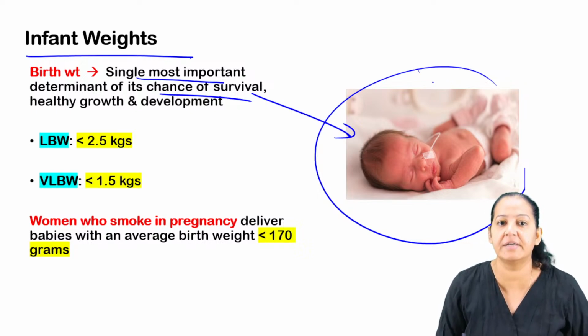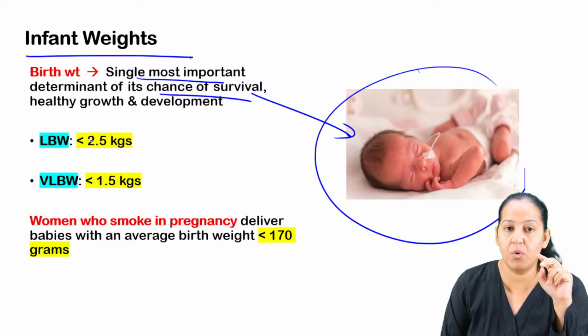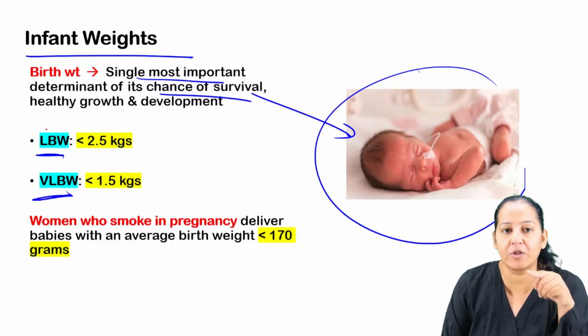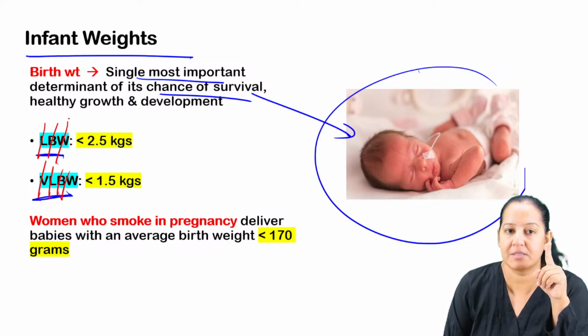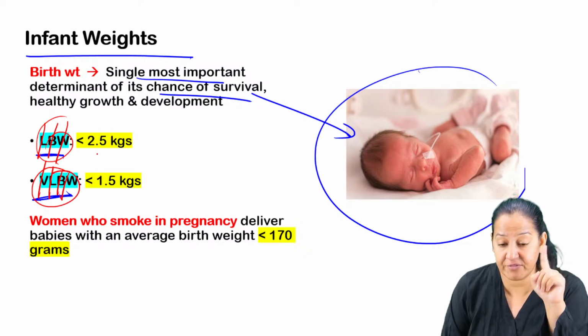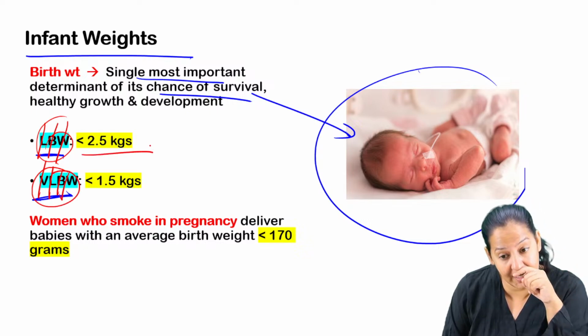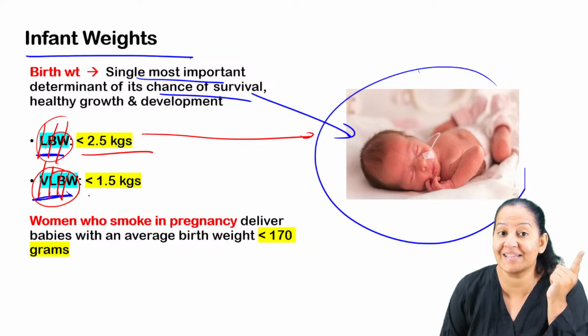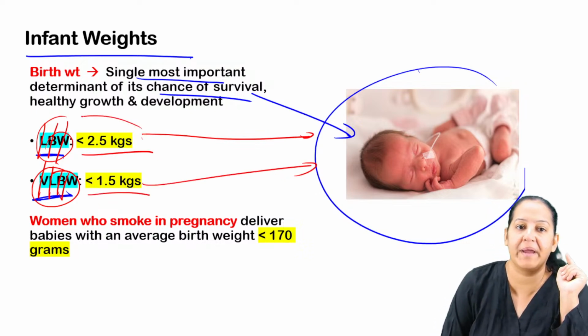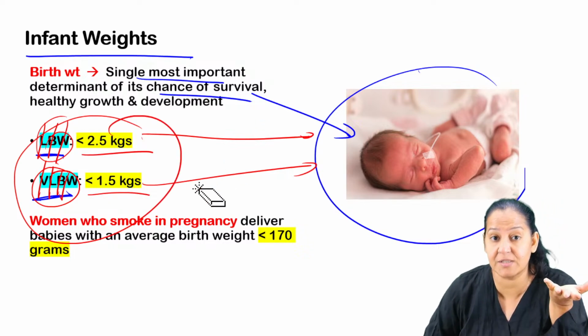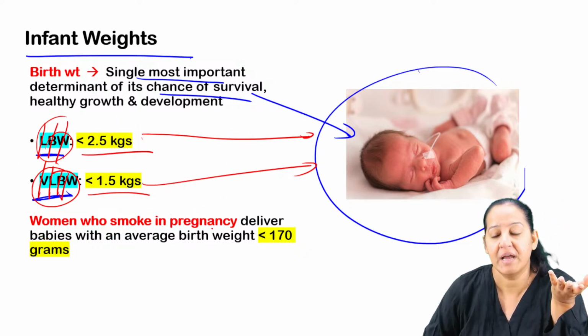Say yes, got it. So, what is LBW? What is VLBW? LBW is low birth weight. VLBW is very low birth weight. If the birth weight is less than 2.5 kg, it's low birth weight. If the birth weight is less than 1.5 kg, it's very low birth weight. So in low birth weight and very low birth weight infants, there are fewer chances of survival. There can be complications.